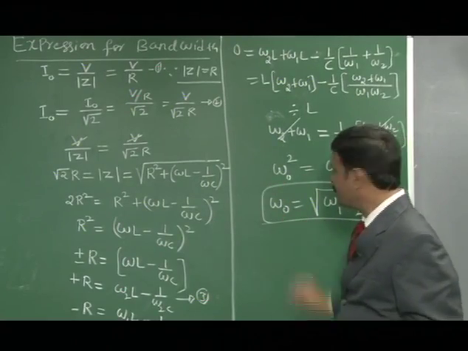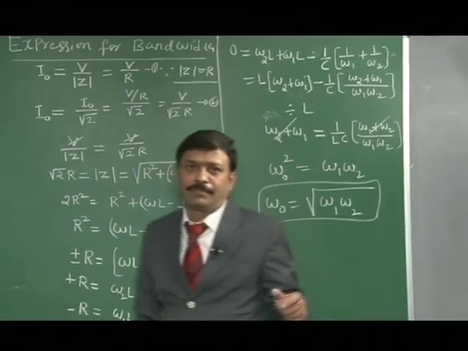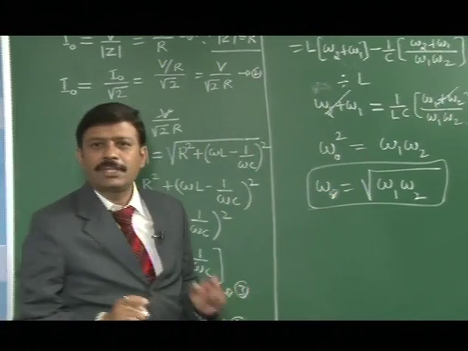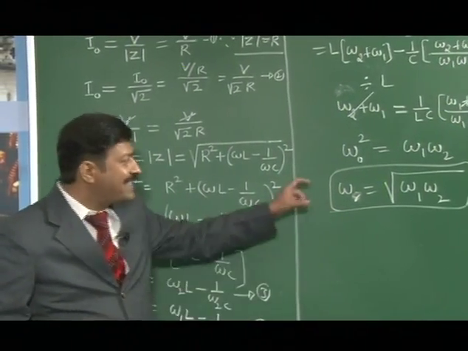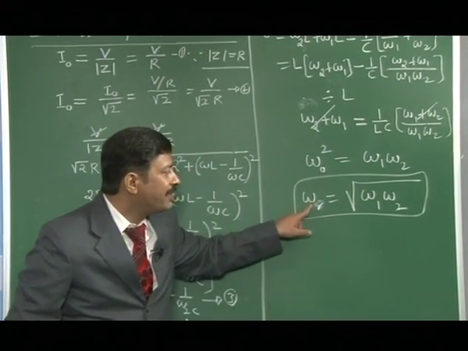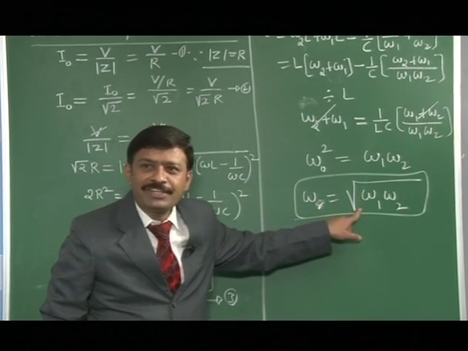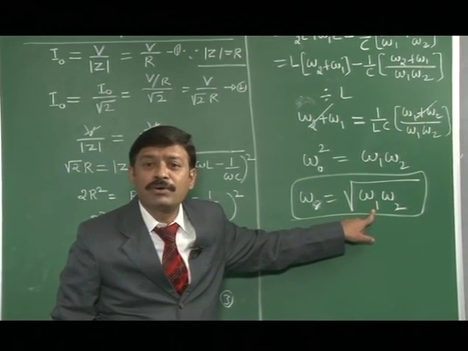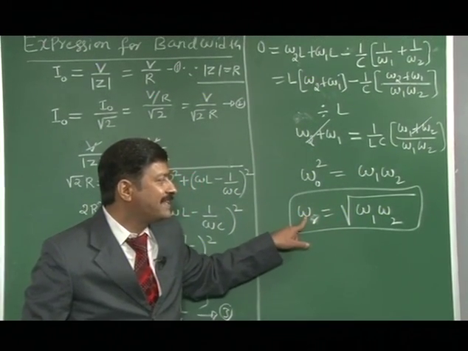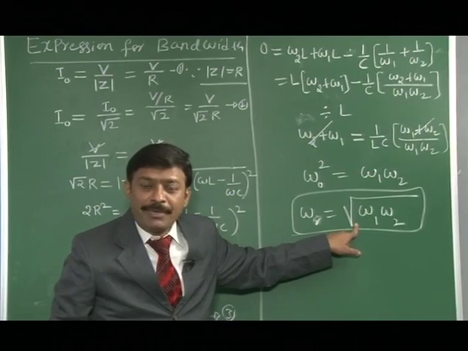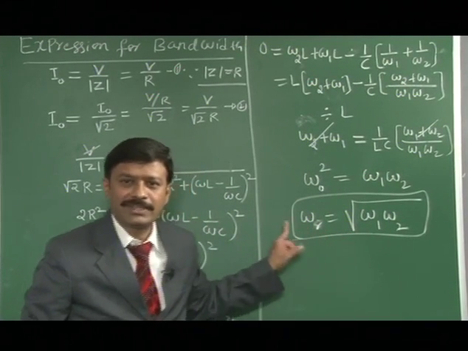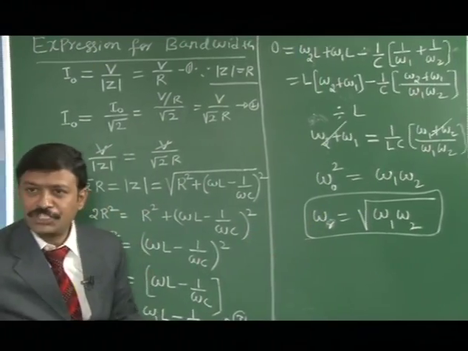Sometimes we write this as omega r, the resonating frequency. So with this expression we came to the conclusion that the resonating frequency is the geometric mean of the two half power frequencies. I will repeat, the resonating frequency is equal to the geometric mean of the two half power frequencies. This is one expression we got. Let's continue.